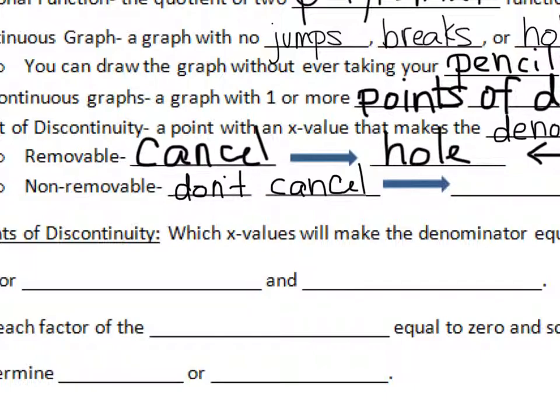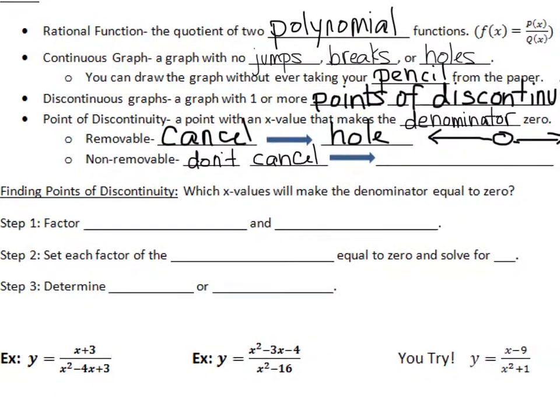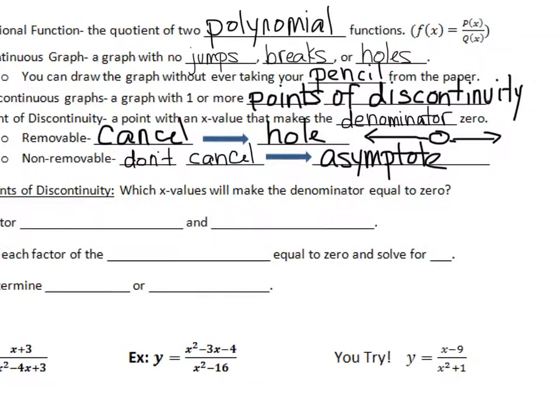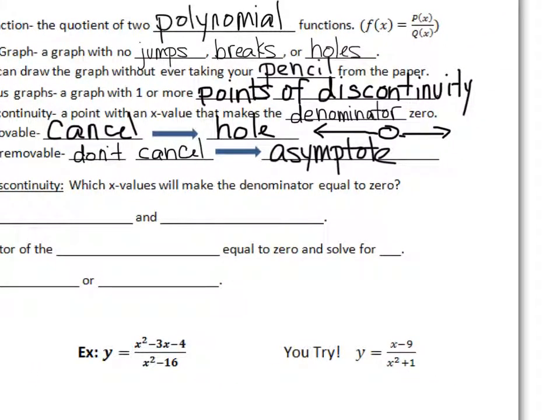And this is what we worked on the last chapter. When they don't cancel and it's non-removable, that means we're going to have an asymptote. And we learned in the last chapter, an asymptote means that our line keeps going to a certain point, but it never actually touches it. And we had that with our exponential functions.